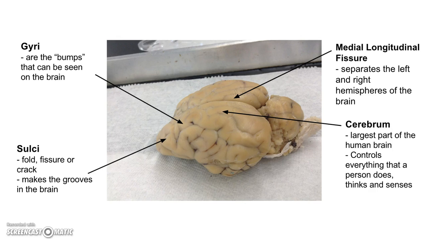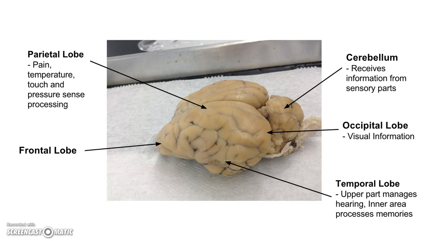The gyri are the bumps that can be seen on the brain, and the sulci are the grooves or cracks on the brain. The parietal lobe is responsible for processing pain, temperature, touch, and pressure sense processing. It's on the lateral of the brain and posterior to the frontal lobe.